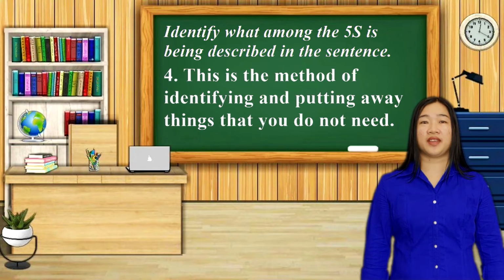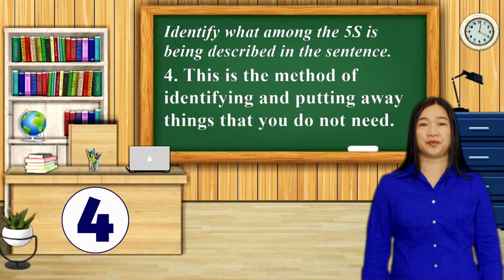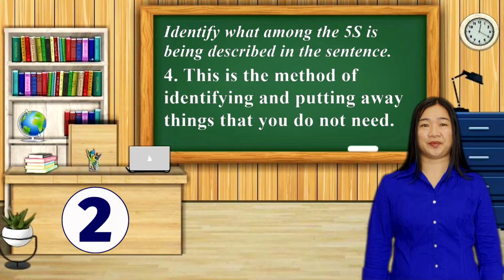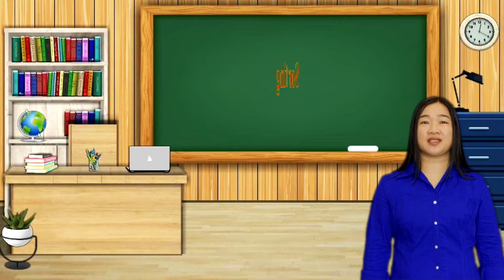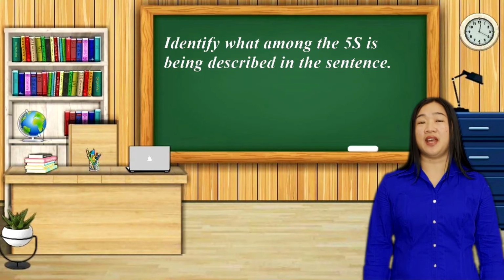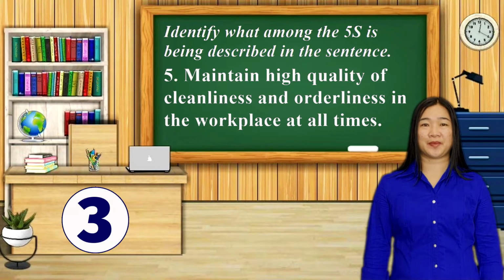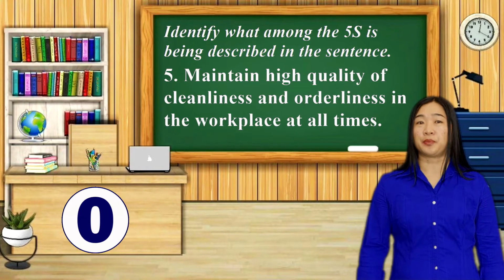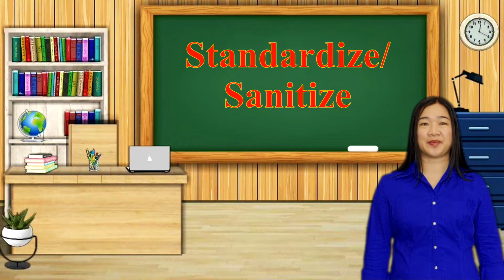Number 4, this is the method of identifying and putting away things that you do not need. Excellent. The answer is sorting. Number 5, maintain high quality of cleanliness and orderliness in the workplace at all times. Brilliant! The answer is standardize or sanitize.